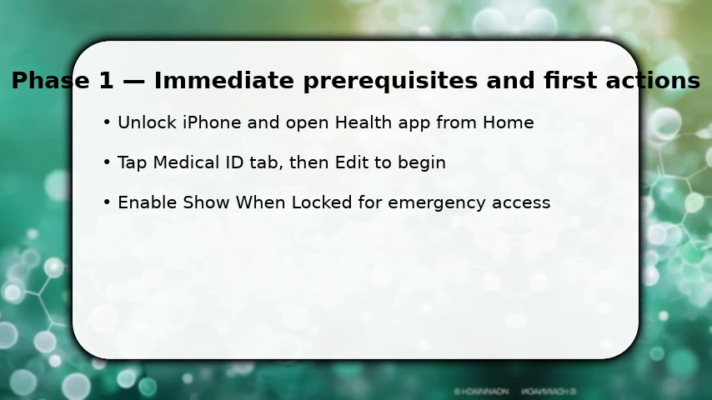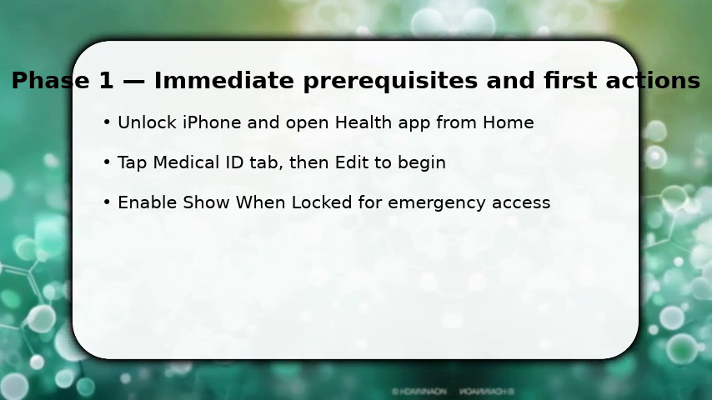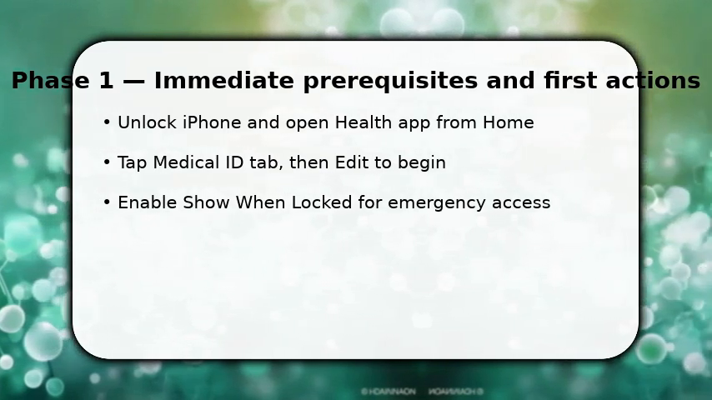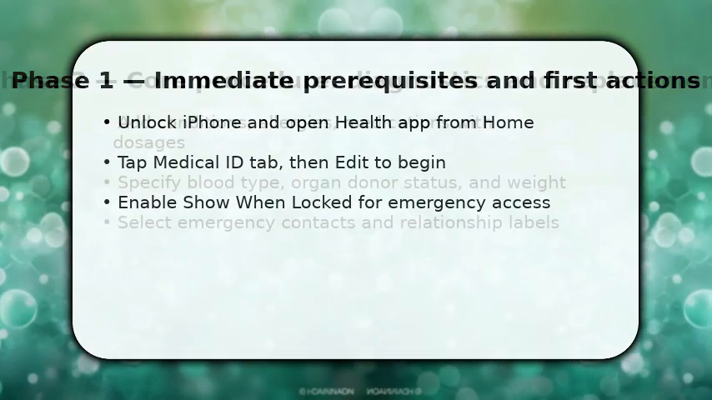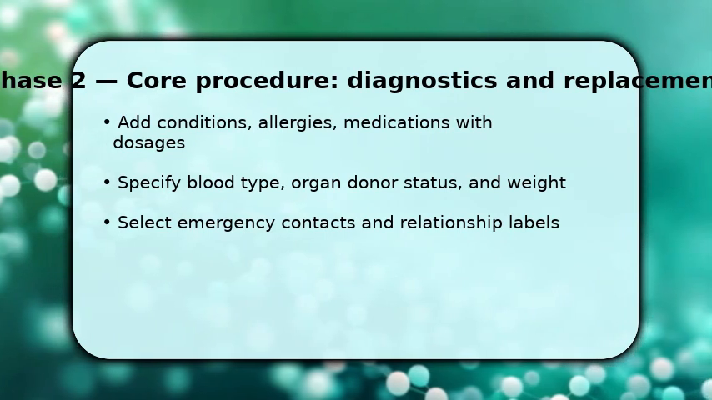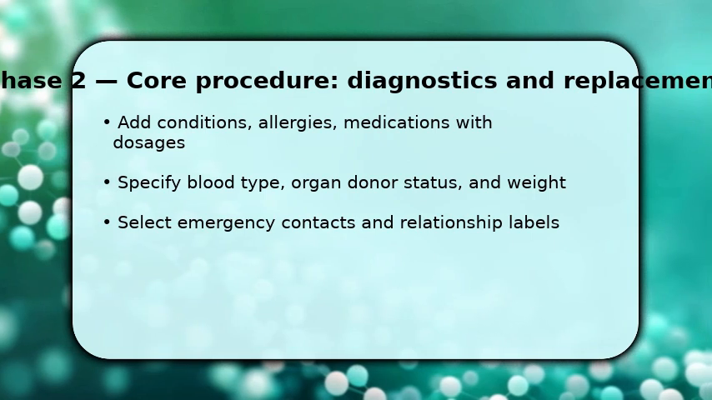You'll see fields for medical conditions, allergies, medications, and organ donor status. Fill what applies. It speeds treatment and reduces errors. Next, enter your medical details precisely. Type conditions, allergies, and medications with dosages to guide responders, because vague notes can slow care.